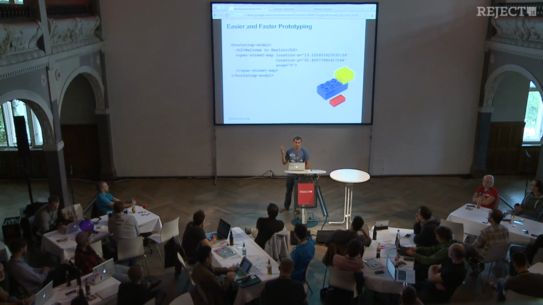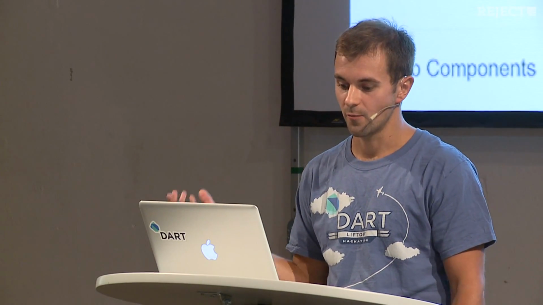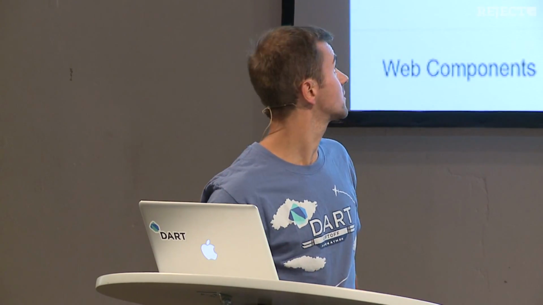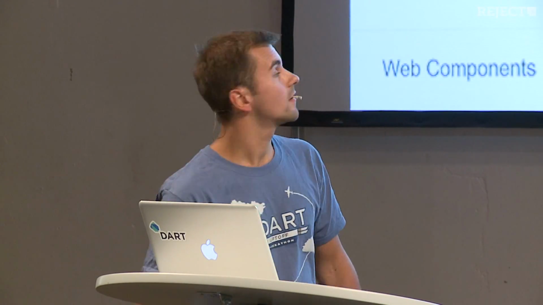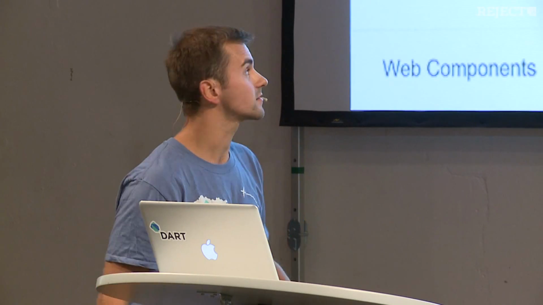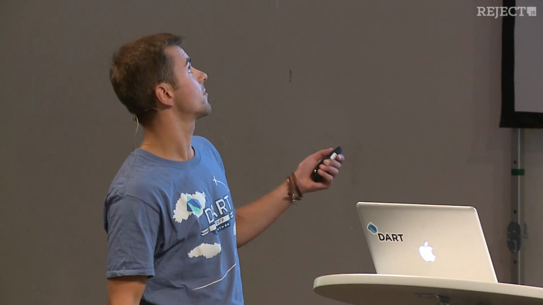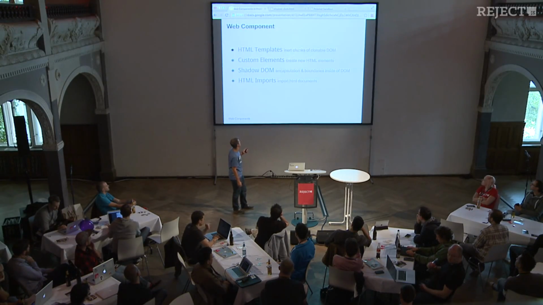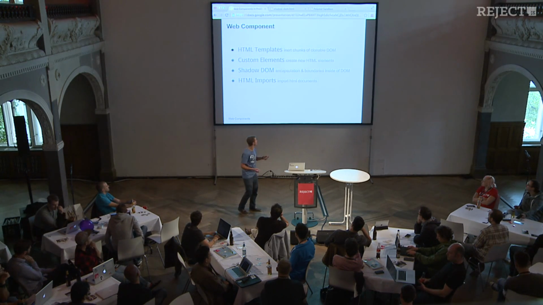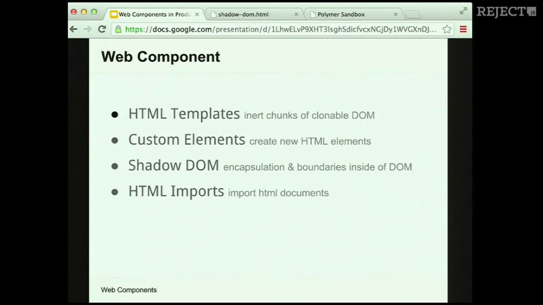Interestingly, web components is not a single specification from the World Wide Web Consortium. It's actually an umbrella term for several technologies. And today I want to introduce you to these 4 technology areas which are new. The first one is HTML templates. It's basically inert chunks of clonable DOM. It's custom elements, so I can define my own elements. It's the Shadow DOM, which gives us the encapsulation. And HTML imports to import other HTML documents.